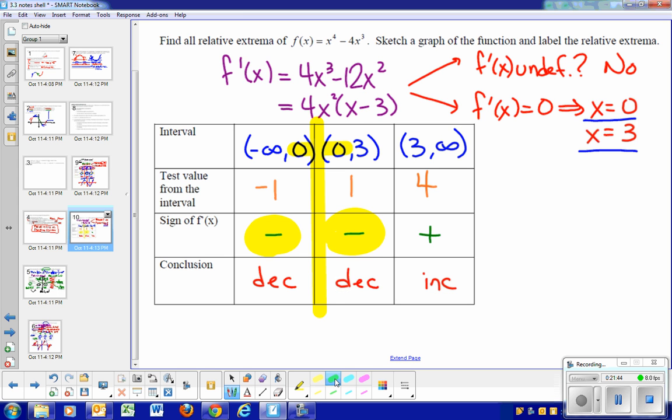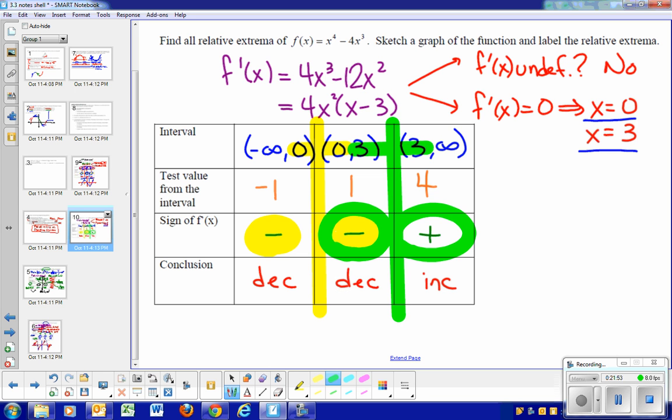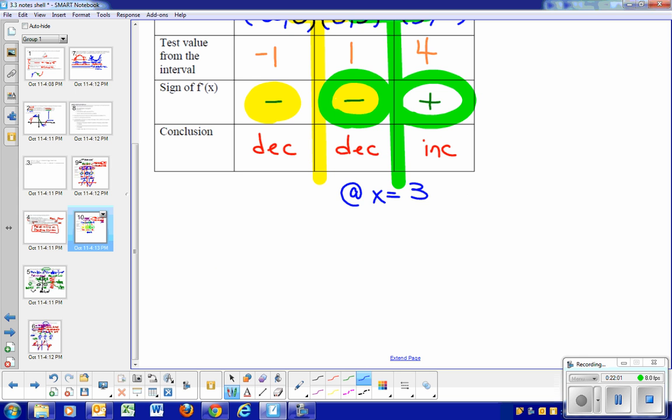However, if I look next door, this changed from a negative to a positive value for my derivative. So at 3, there is a sign change. So I would write about that by saying at x equals 3, the derivative changed from negative to positive. So I'm changing from going downhill to going uphill. That is a min. So at x equals 3, there's a relative min.